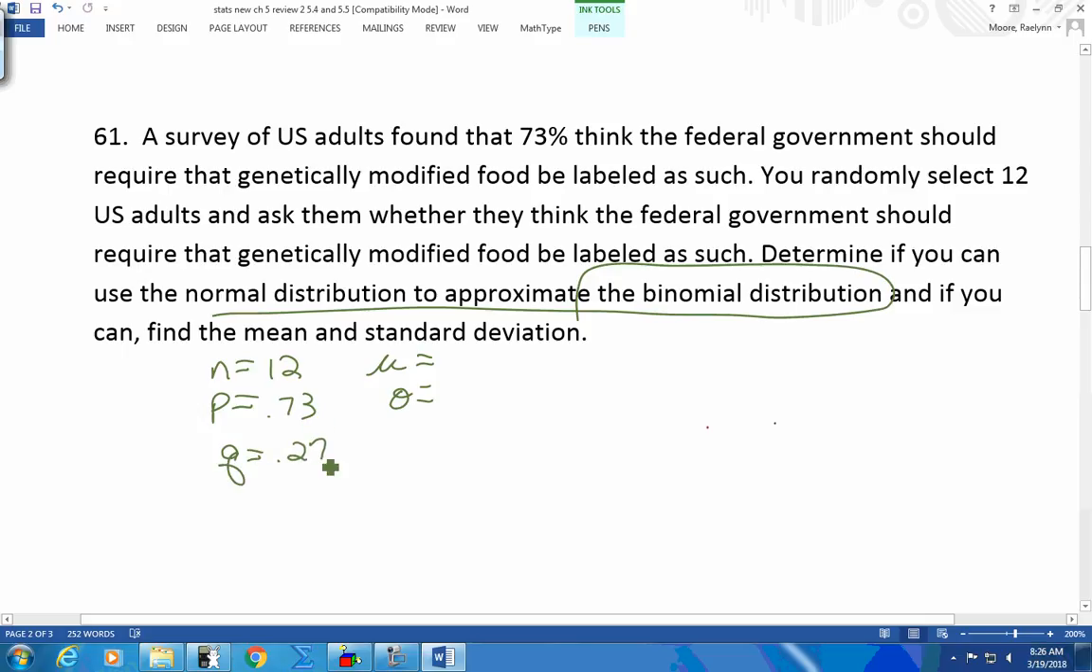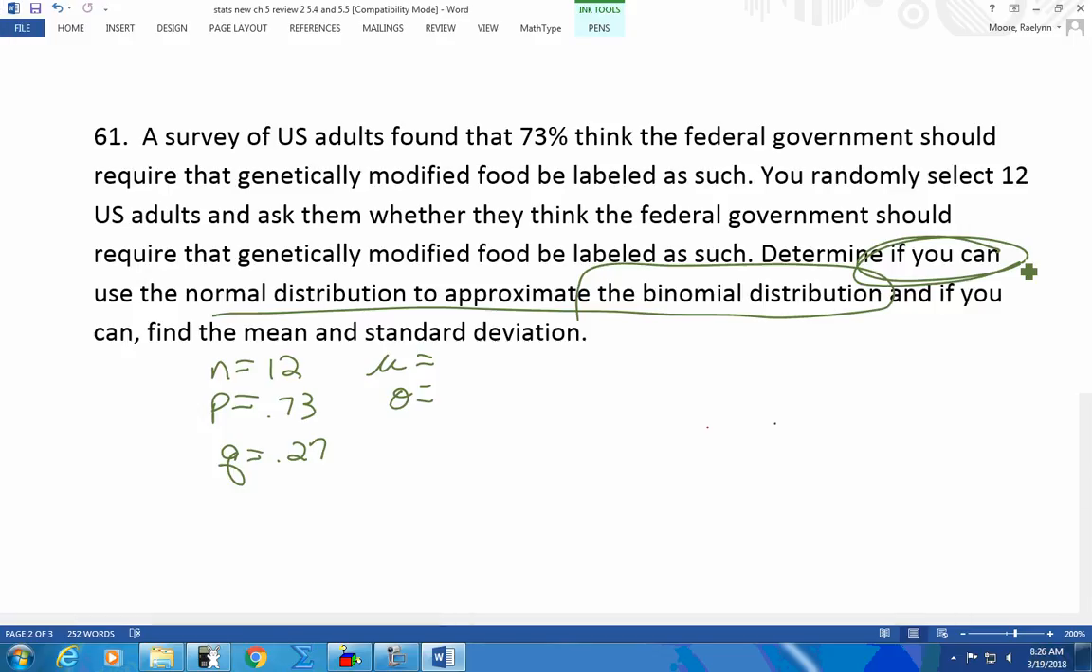1 minus 0.73. It's a binomial, so it has to add up to 1, because it could be a yay or a nay, yes or no. Write out on the quiz how to find Q. Someone forgot. So now, all I want to know is, can I use this to model a normal distribution?